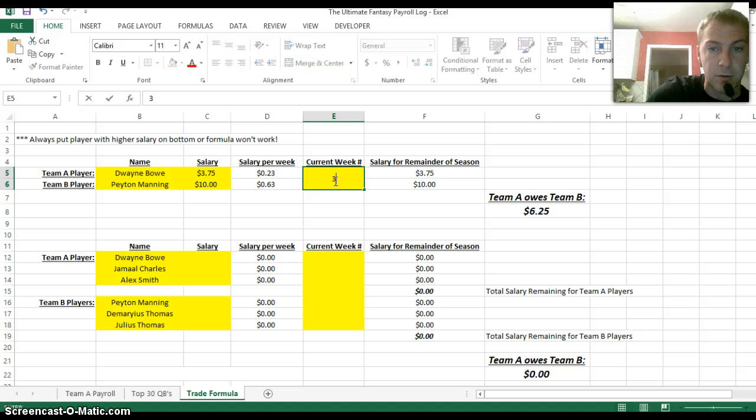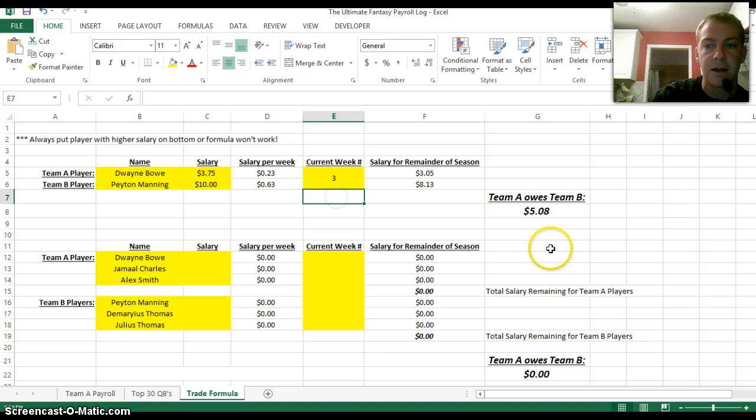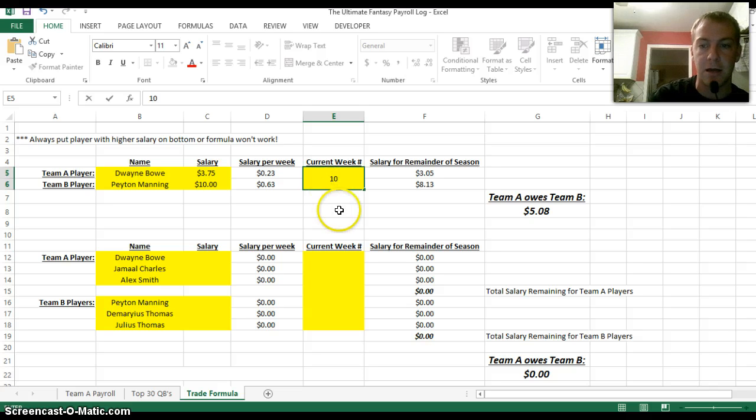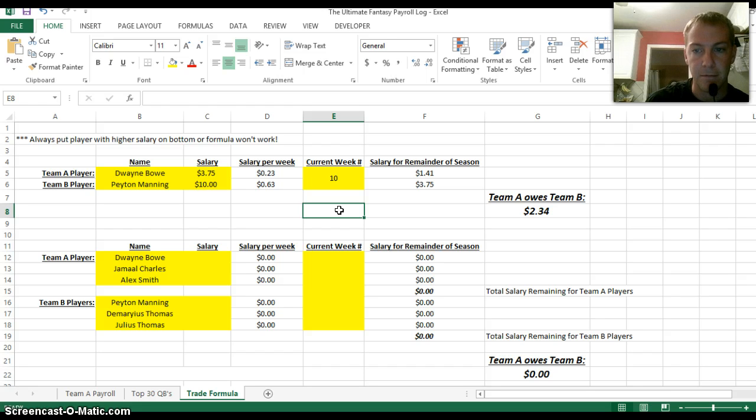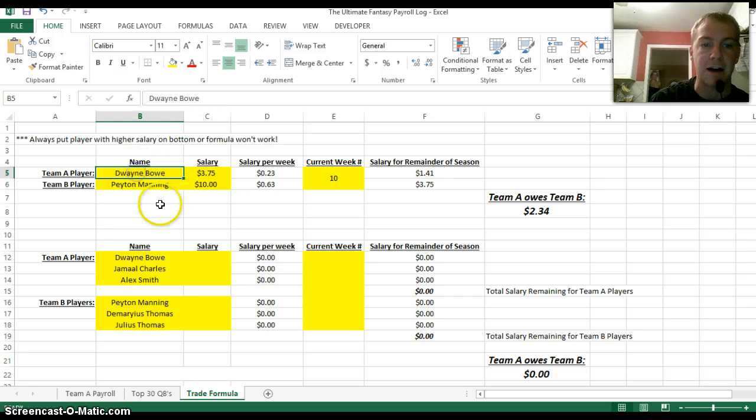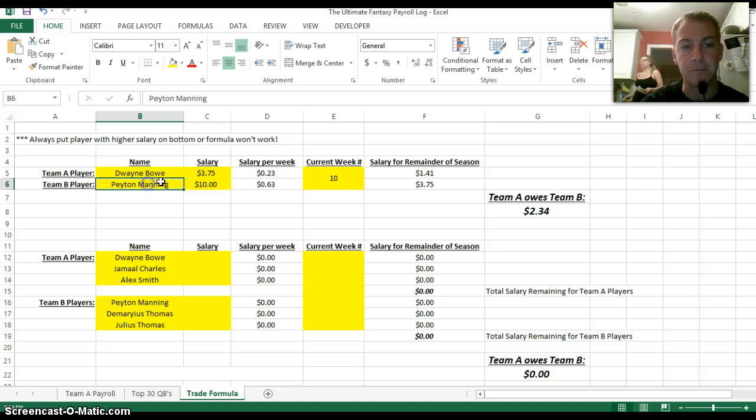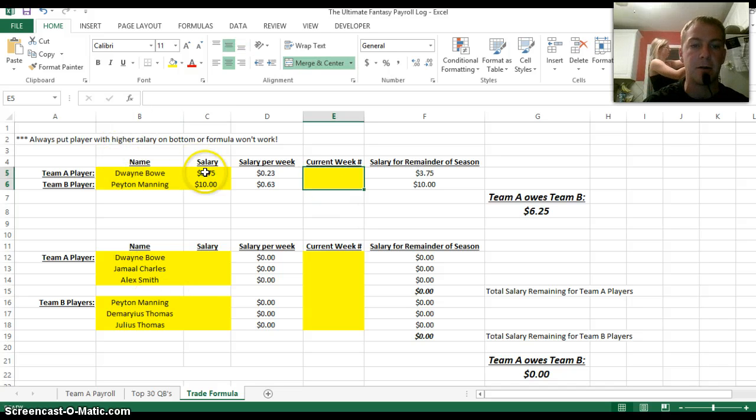But like I said, you have to show which week it is. So if this is the third week of the season and you want to make this trade, it automatically adjusts how much Team A is going to owe Team B. If you wait until, say, week 10, the deadline, that changes the amount a lot because there's not nearly as many games left. And so that's basically how that works. So you just fill in the highlighted boxes, obviously. Put Team A's player right here, Team B's player right here, their respective salaries, and whatever week it is that you want to make the trade happen.